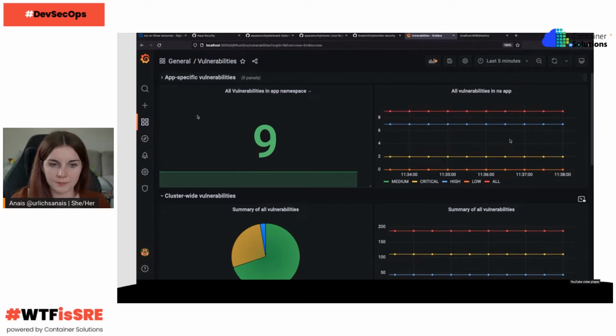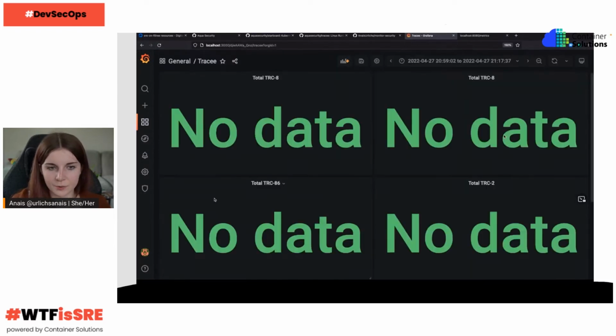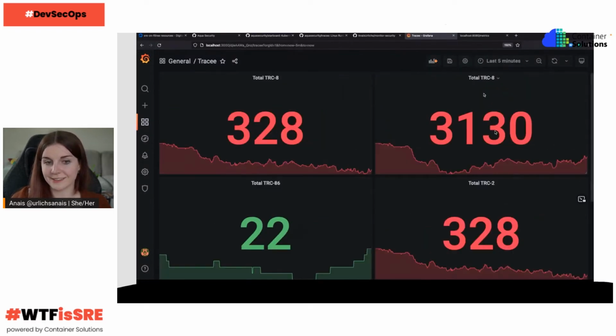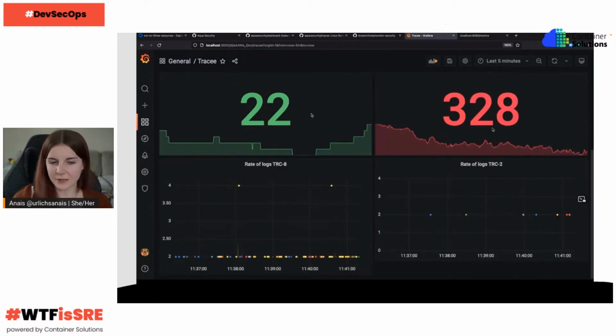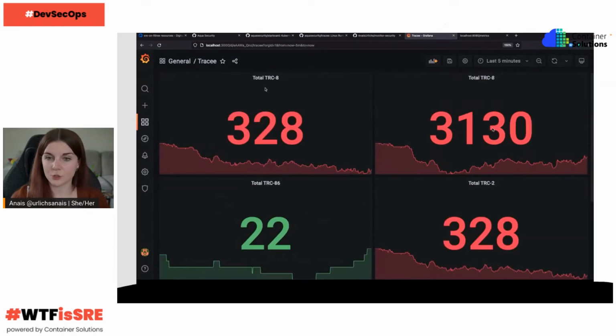So as you can see, it's really easy to visualize the vulnerability reports in Grafana from your security tools, such as Starboard. Now you can also use other security tools, right? Here, the dashboards for Tracee are right now divided by the different types of rules it's checking, so how many logs there are for each rule.